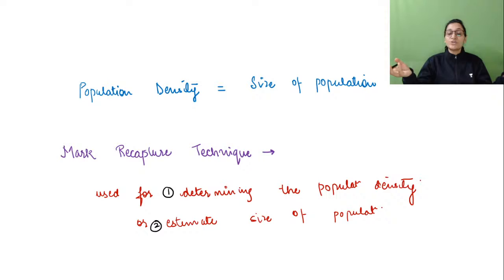We cannot capture the total number of organisms, like in the case of fish. If we obtain all the fishes from the lake and then put them back, where are we going to put them? What are we going to do with them? It is not a feasible thing. So there is a technique, that is the mark recapture technique. It is a very easy explanation, very easy.